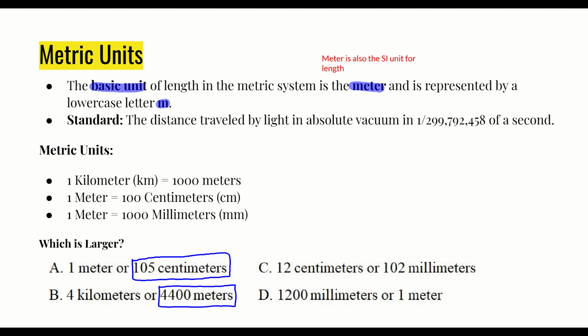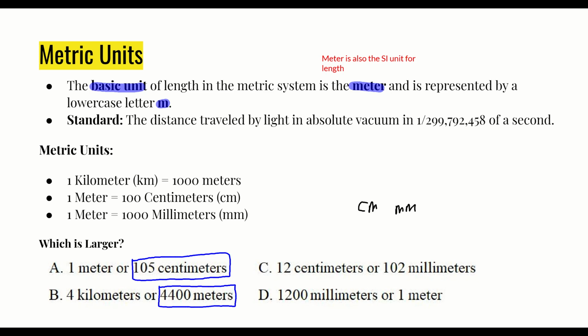And continuing right along, 12 centimeters or 102 millimeters. Okay, so this one's a little interesting, right? So we have 12 centimeters or 102 millimeters. Well, if we convert it into centimeters, right? So if we think back to our metric staircase, in which we have our cm, and then we have our mm, right?